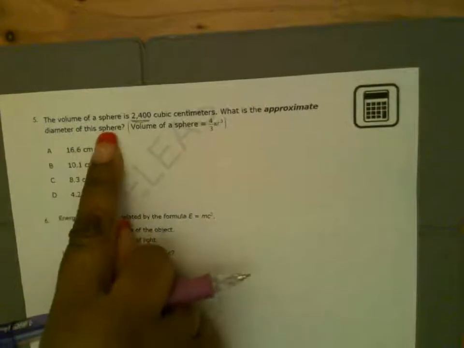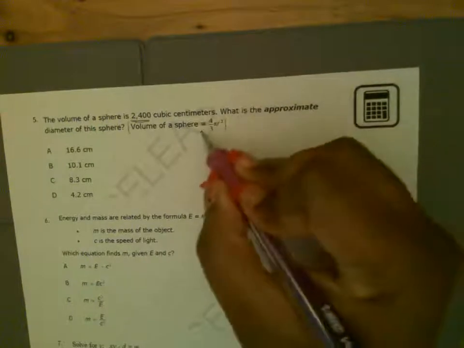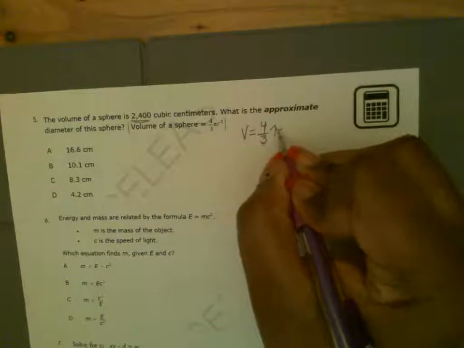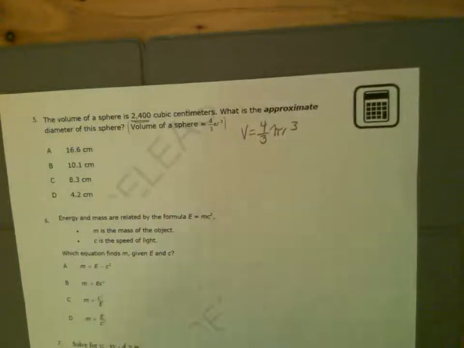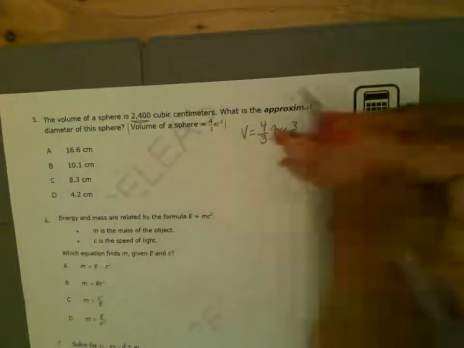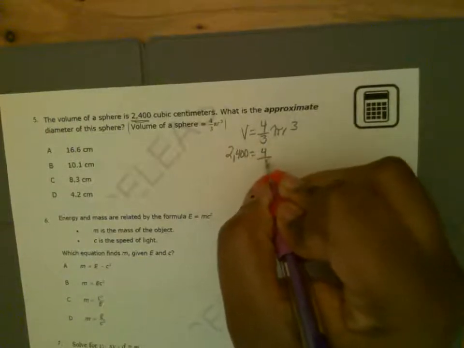And usually they use A, B, C, D, so just ignore the fact that they used numbers there. It's crazy. All right, number 5, the volume of a sphere. They give you the volume of a sphere. What is the approximate diameter? So this is the formula where V is equal to 4 over 3 pi r to the third power. We're going to substitute 2,400 in the place of V because they gave you the volume. So substitute the information that you have, okay?